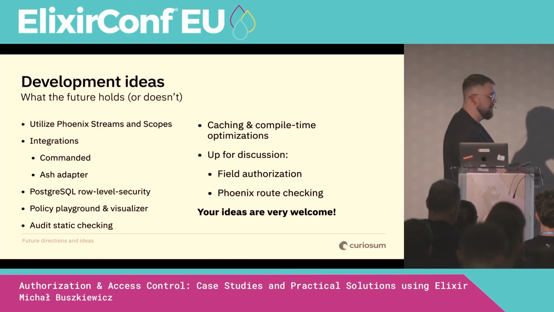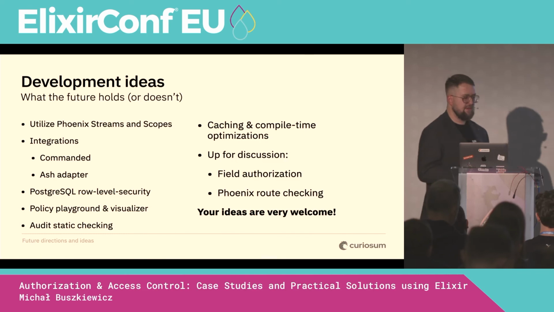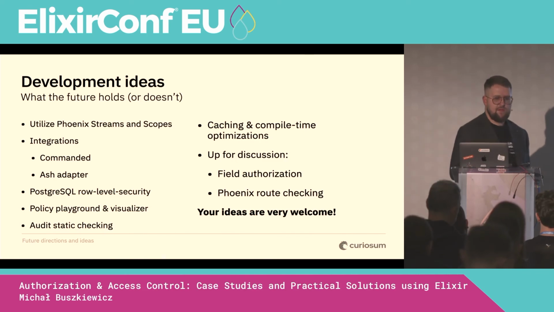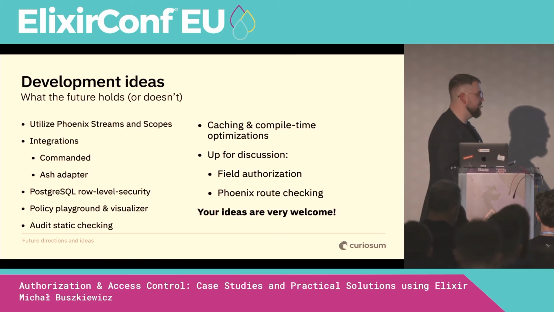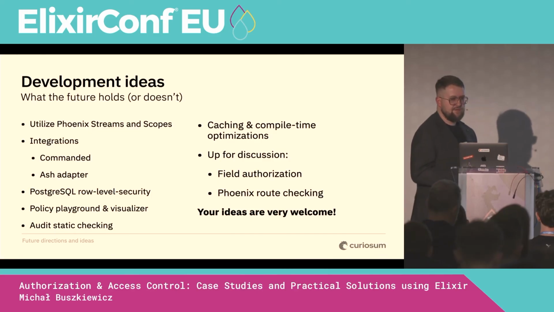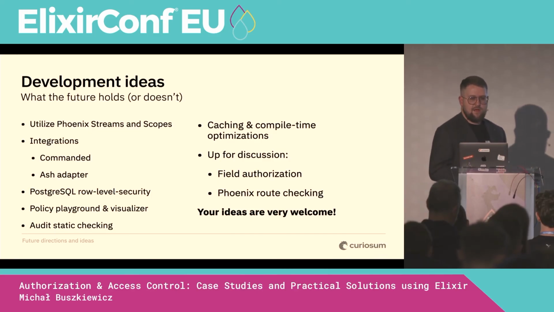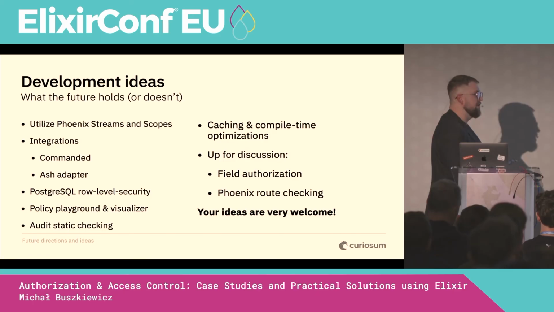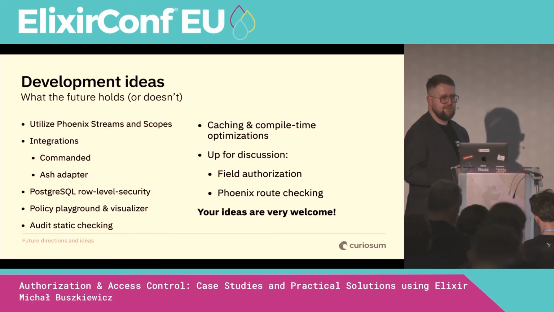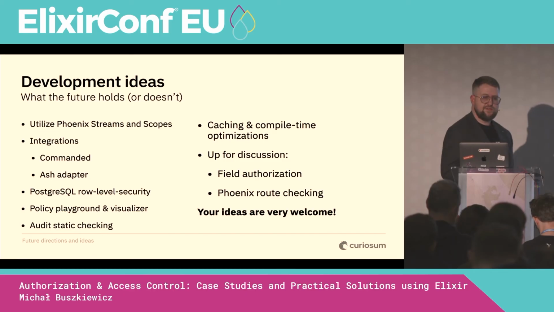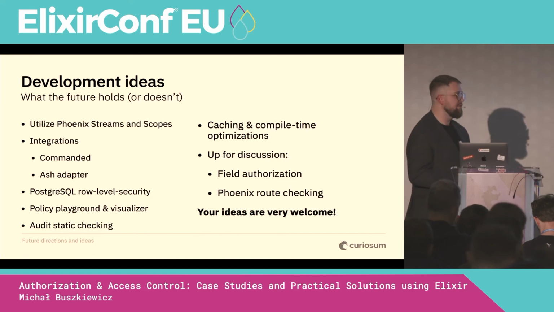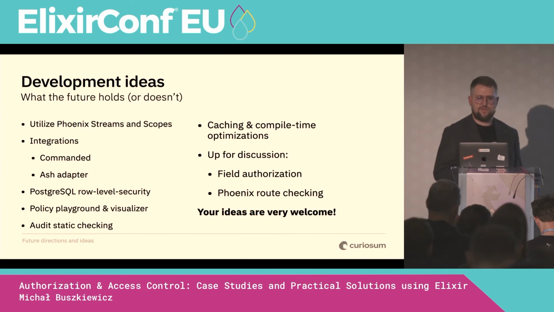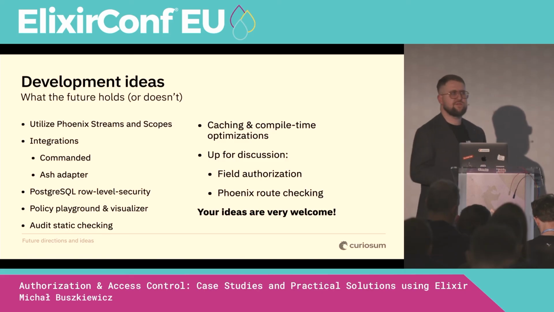We can obviously do research on how we can use row-level security in addition to this. Maybe we can do conversion of the rules we write to DDL statements. I don't know. Policy playground and visualizer, which could be very handy for the purpose of constructing those permission sets. Audit static checking of permissions, whether every controller is covered, maybe caching and compile time optimizations, which is something we haven't covered yet. And up for discussion is field authorization, because that's what some people ask for.